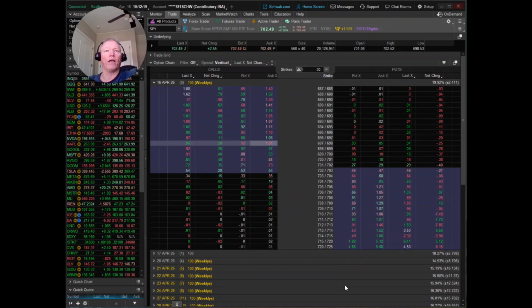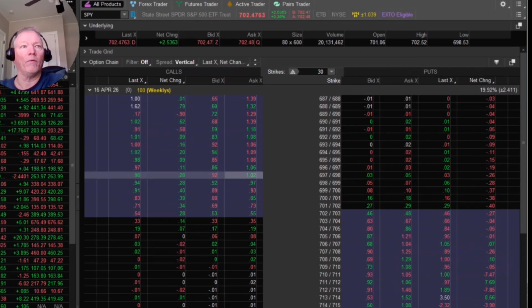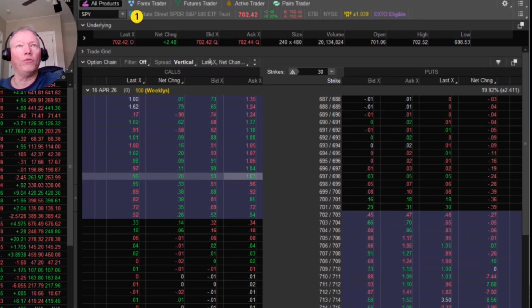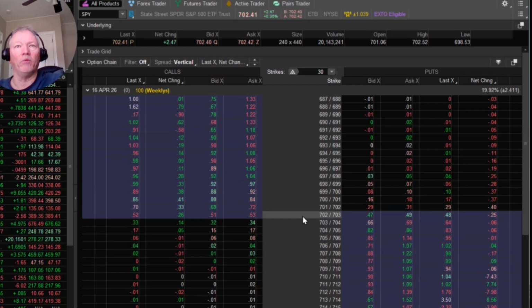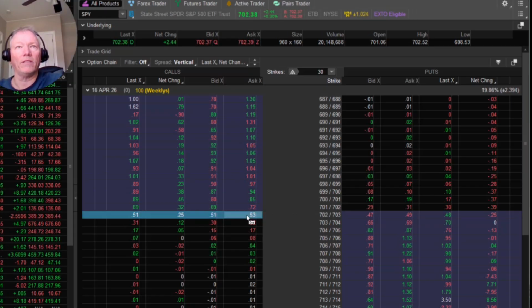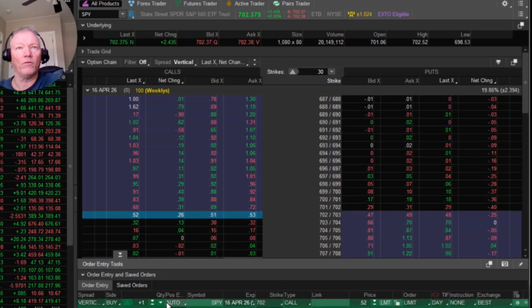So let's look at what it actually looks like on the platform. Using SPY, we would first put in the ticker. We would choose a vertical because that's what it is. A spread is considered a vertical. And then we would choose the strikes that we're going to use. If we were going to look at a bullish debit spread, and price is currently trading at about 702.40, we could select a 702, buy a 702 call, and sell a 703 call.